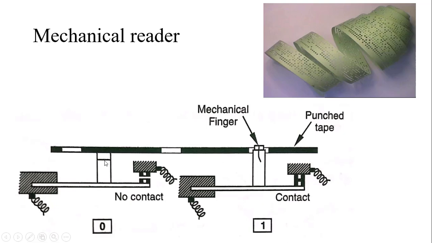Fine. So if this mechanical finger does not pass through the hole, then the contact will not be made. It means there's a 0 condition. So this is how the mechanical reader works. If the mechanical finger passes through the punched tape, it is the 1 position or on position. When it does not pass through a hole, it will be the 0 position or off position. But you know that mechanical readers are mostly heavy, so in later times we do not use these mechanical readers.